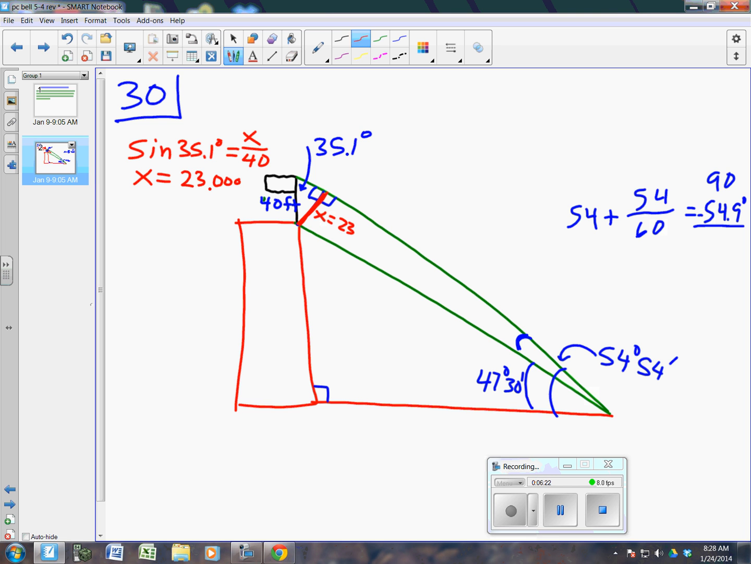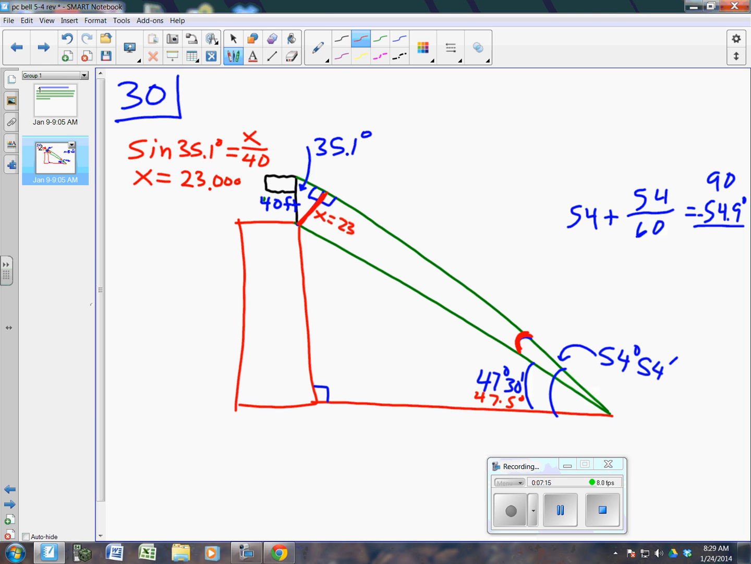Okay, x equals 23. Now, in this triangle, I can figure out this angle down here. What's this angle right here? This red one down here. Eddie, get out your calculator. What's that angle right down there? How do you figure it out, you guys? What's 47 degrees 30 minutes as a decimal? What's 30 over 60? Half, 0.5, right? So this is 47.5 degrees.